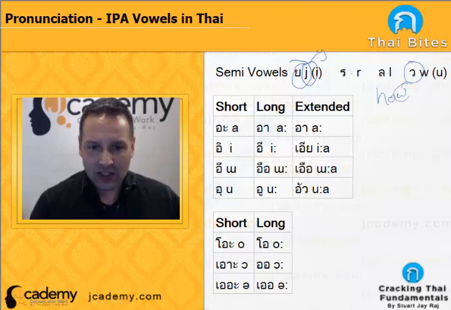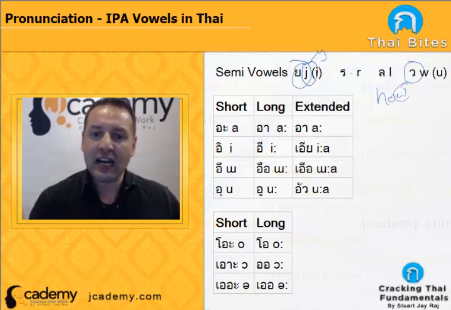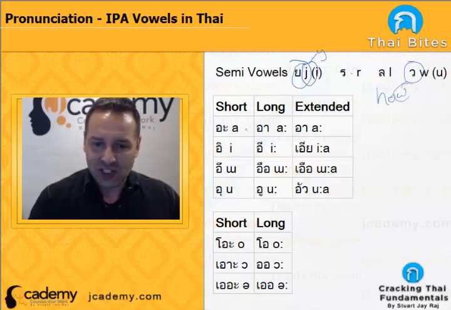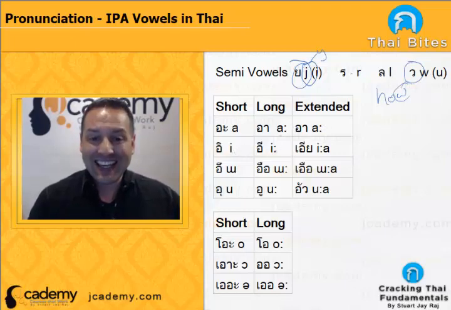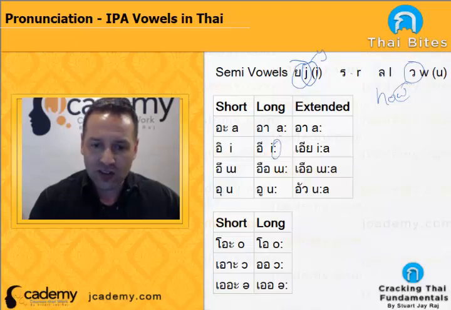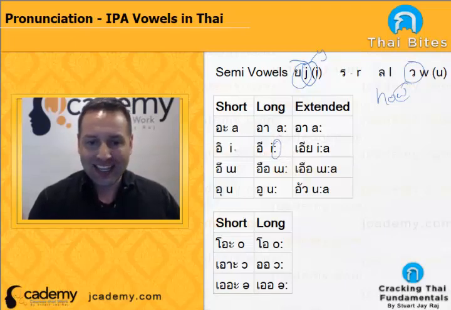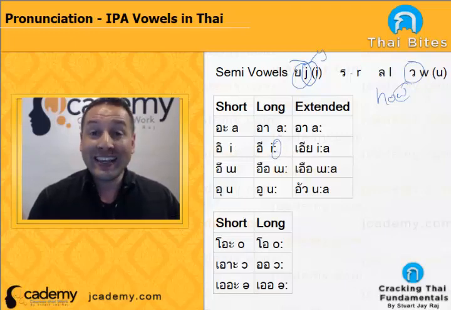So we have ah, and I've put here short, long, and extended. In traditional Thai, we have these short, long, extended, and it just happens because ah is the base sound. We keep the ah there. This is the same. And then we have e. Now this is a long one, and I use the colon here to extend the sound. So short, e, no colon. Long, e, and then ea. You see, it's an e combined with the a.